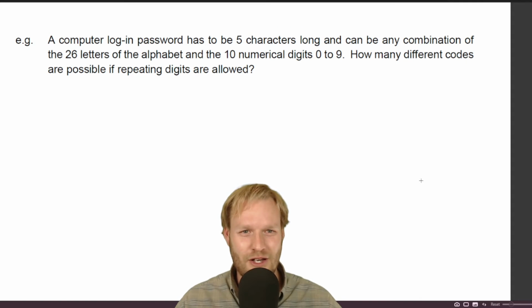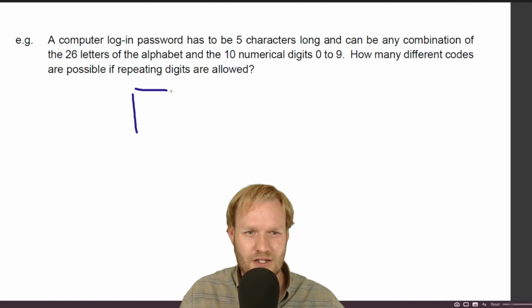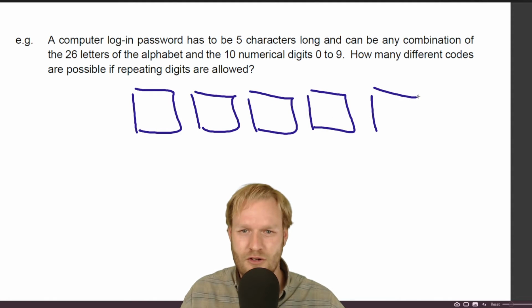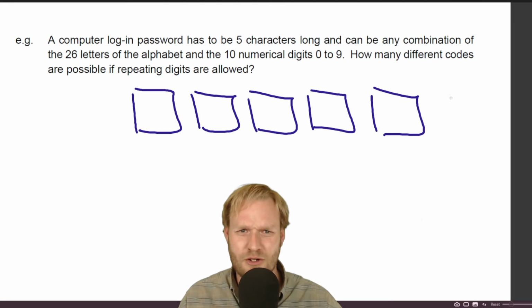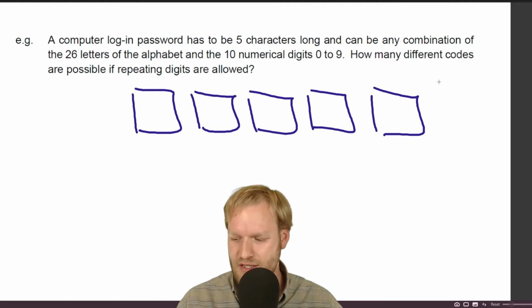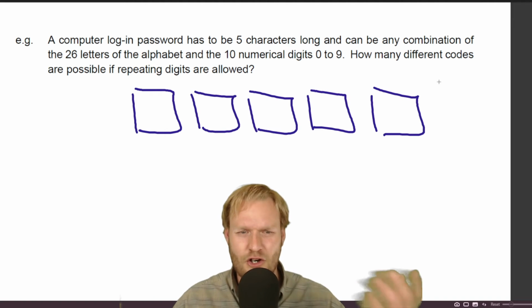Okay, a computer login password has to be 5 characters long. So I kind of already got this idea of 1, 2, 3, 4, 5. Not going to be too strong, this password, is it? So it can be any combination of 26 letters of the alphabet and 10 numerical digits, 0 to 9. So there are not that many options here, really. So just at a guess, without working it out, how many different codes do you think are possible?